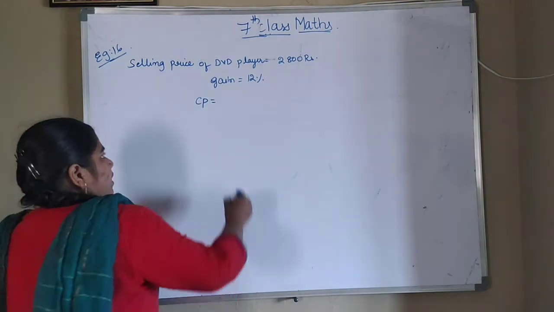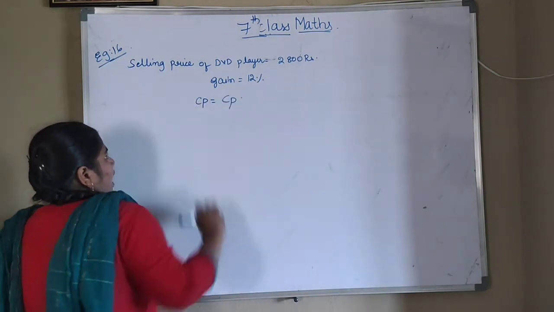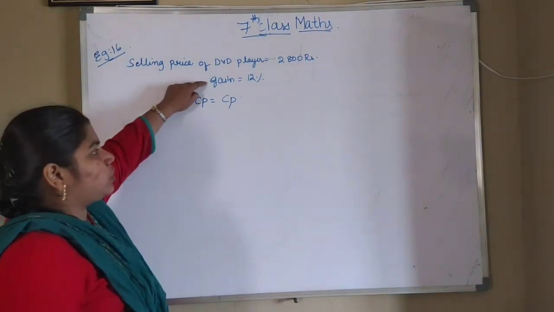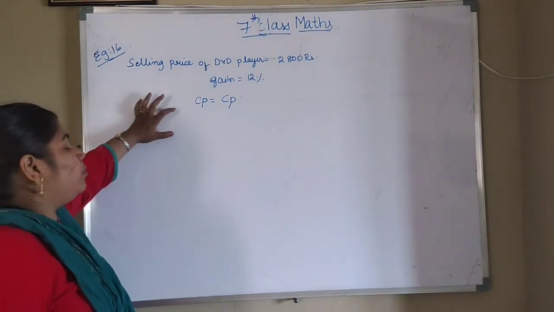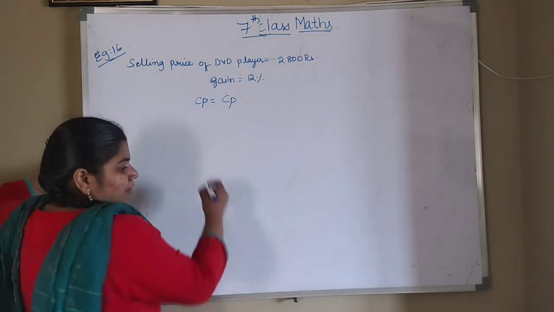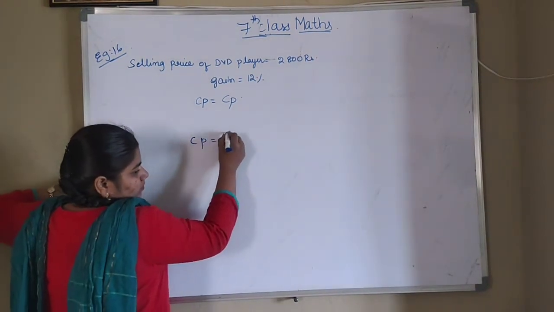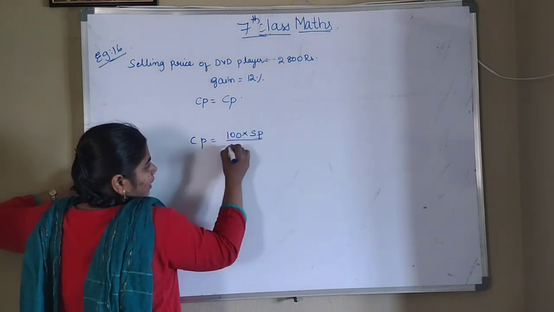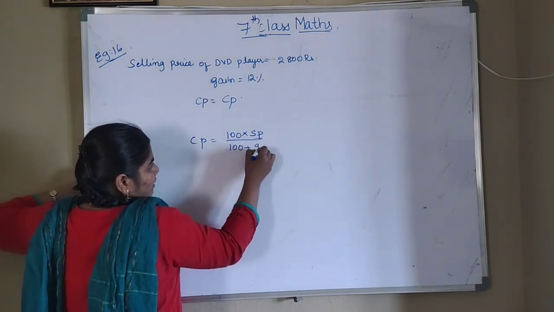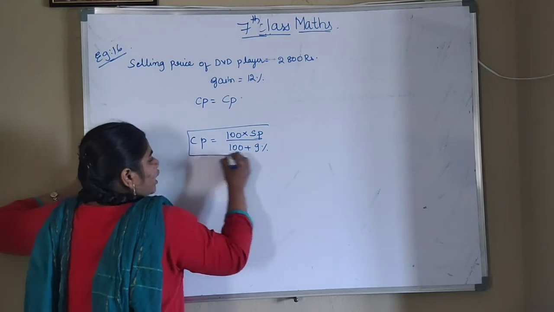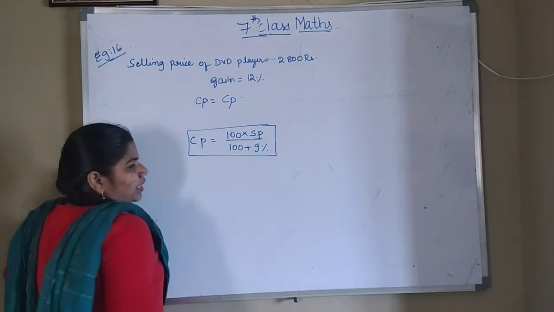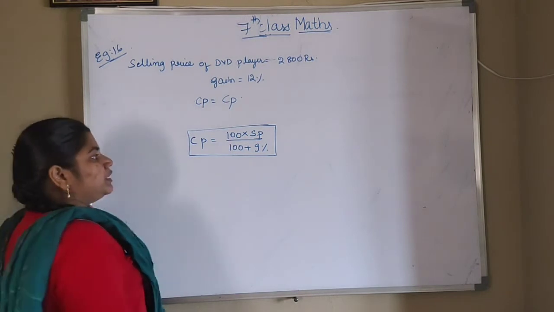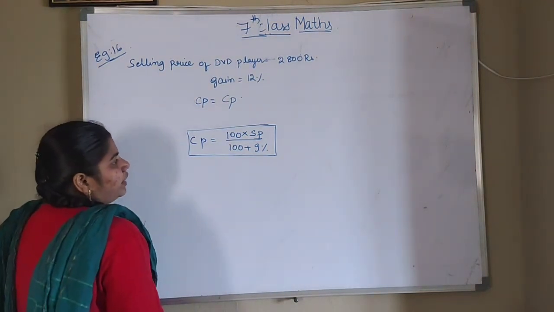Okay, CP I am taking, and which formula will we use? We will use CP in terms of gain. What is the formula for CP in terms of gain? Gain or profit both will be the same. So the formula is CP is equals to 100 into SP by 100 plus gain percentage.